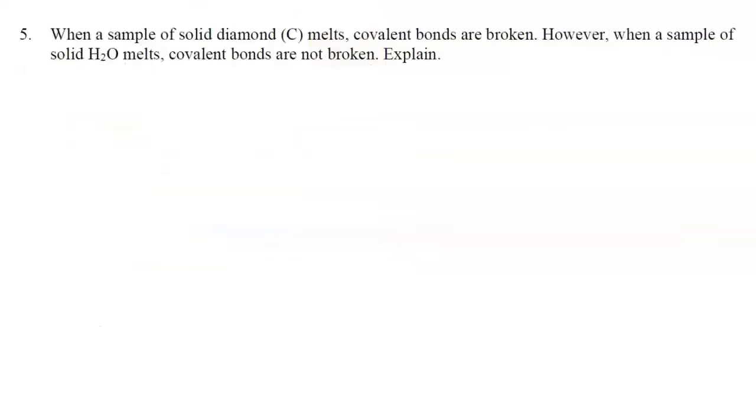All right, question 5. When a sample of solid diamond, so that's carbon, melts, covalent bonds are broken. However, when a sample of solid H2O melts, covalent bonds are not broken. Explain. So the best way to answer this question is to first identify the type of solid for each substance, and then talk about the attractions between the particles in each substance.